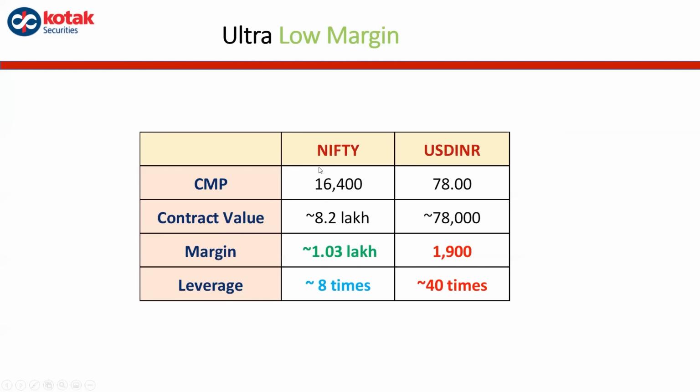The margin required for trading one lot of Nifty is 1 lakh 3,000. On the other hand, the margin that is required for trading one lot of dollar rupee is just 1,900 rupees. So if we were to calculate the leverage, that is, divide the contract value by the margin, we get about 8 times when it comes to Nifty and about 40 times when it comes to the dollar rupee.